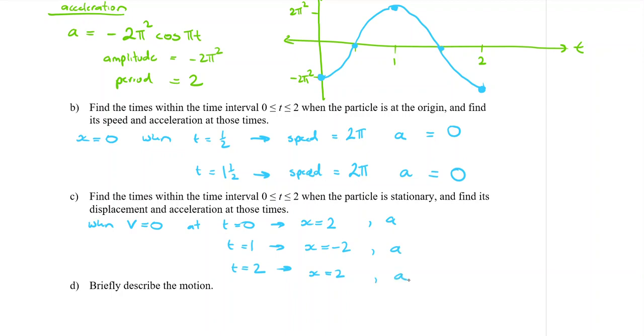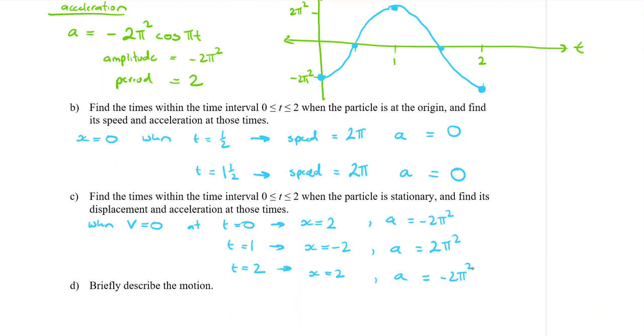So the acceleration at time equals 0 is, yes, negative 2 pi squared. Acceleration at 1. Nope. 2 pi squared. Is Lewis the only one doing this? Acceleration at 2. Negative 2 pi squared. Good. Thank you, Grace, for helping.